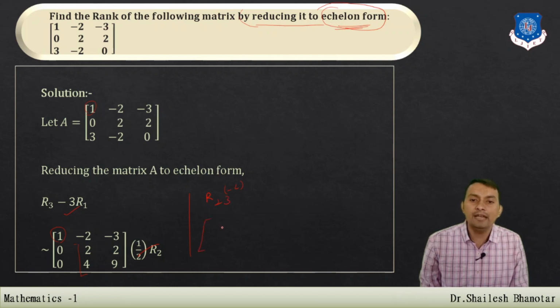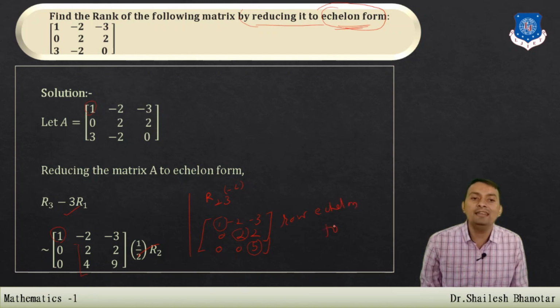So I'm just going to get 1 -2 -3, then 0 2 2 0. This is 0 because -2 into 2 is -4 plus 4 is going to be 0. And -2 into 2 is -4 plus 9 is going to be 5. Now you can see that each row has a leading entry, and below that leading entry is nothing but 0, and therefore we can say this is the row echelon form.